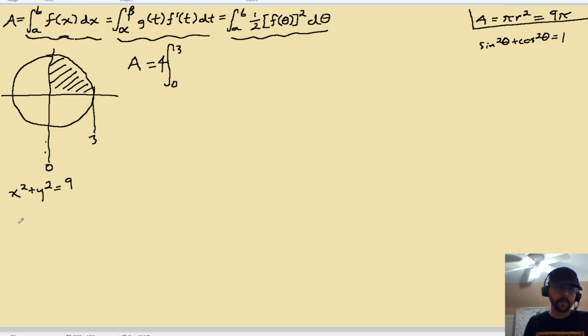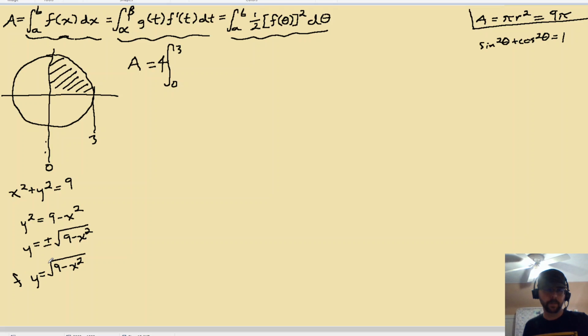Solve for y, so we subtract x squared from both sides. y squared equals 9 minus x squared. Square root of both sides, y equals plus or minus the square root of 9 minus x squared. But we are only concerned with the top half of the circle, which is just the positive value of the square root. So we're actually going to be using y equals square root of 9 minus x squared. This is our f of x.